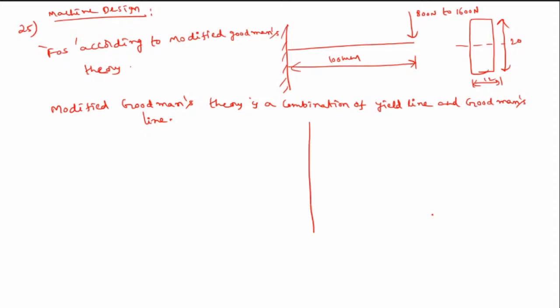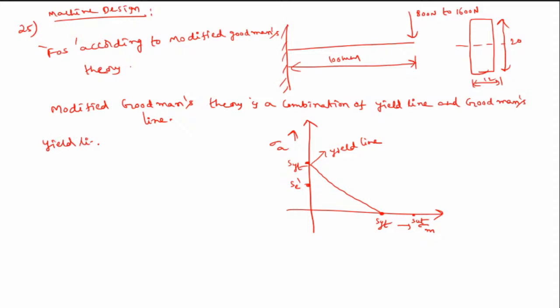What is the yield line? If you take mean stress on the x-axis and amplitude stress on the y-axis, this is your SYT, this is your SYT, this is your SUT, and this is your SC dash. Joining SYT and SYT is nothing but your yield line. So what is the yield line equation? Sigma m by SYT plus sigma a by SYT should be less than or equal to 1 by factor of safety.